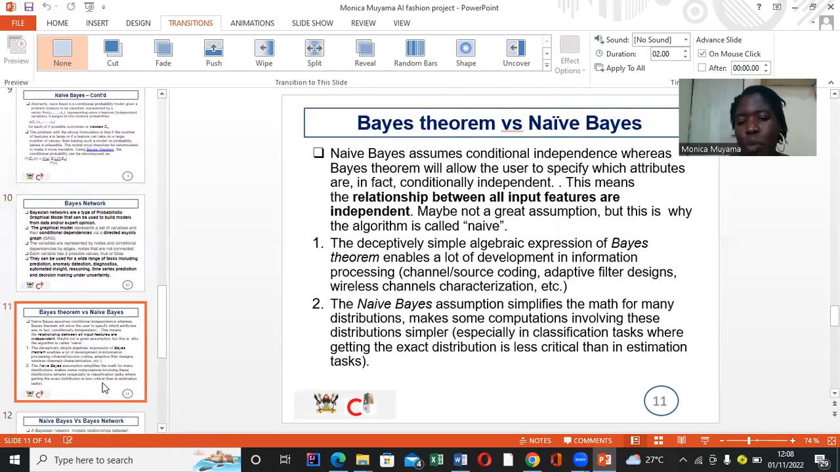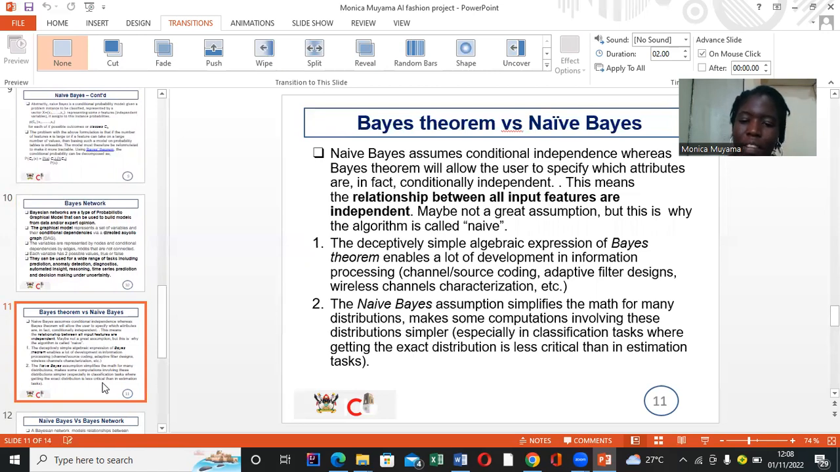In the differences between Bayes' theorem and naive Bayes, naive Bayes assumes conditional independence, whereas Bayes' theorem will not allow the users to specify which attributes are, in fact, conditionally independent. This means the relationship between all input features is independent. Maybe not a great assumption, but this is why the algorithm is called naive.